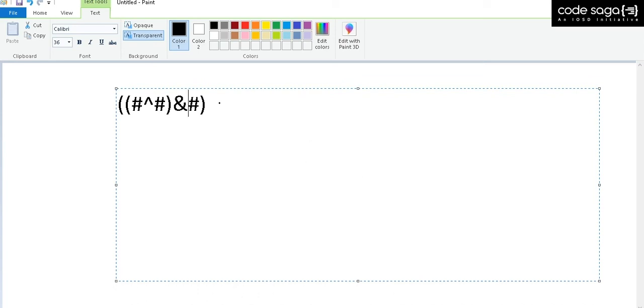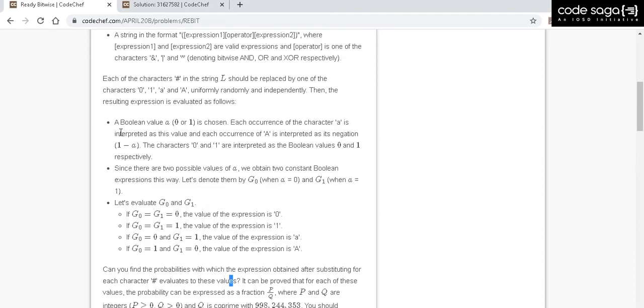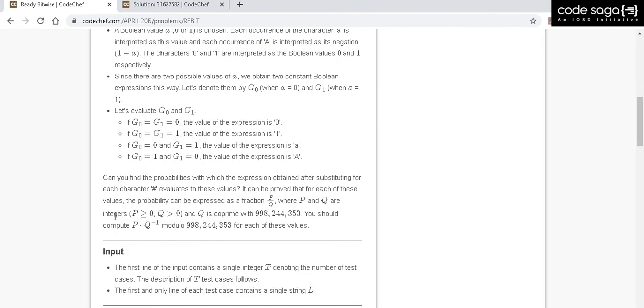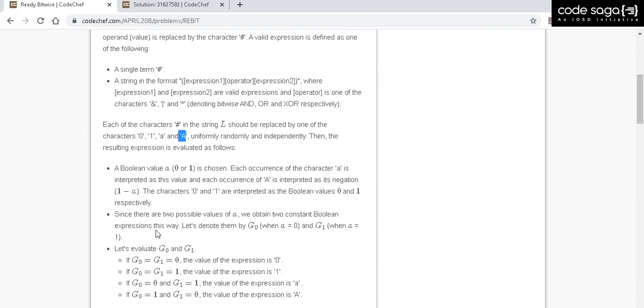Okay, so now going back to the question, you have to find the probabilities with which the expression obtained after substituting each character hash evaluates to these values. Each character of hash in the string L will be replaced by one of the characters 0, 1, a and A, where big A is the negation of small a. That is, if small a is 0, big A will be 1. If this is 1, this will be 0. And it's uniformly, randomly and independently chosen. That means for one hash, the probability that it is replaced by 0 is 1 by 4. So for 1, it's 1 by 4. And for a and capital A, it is also 1 by 4.